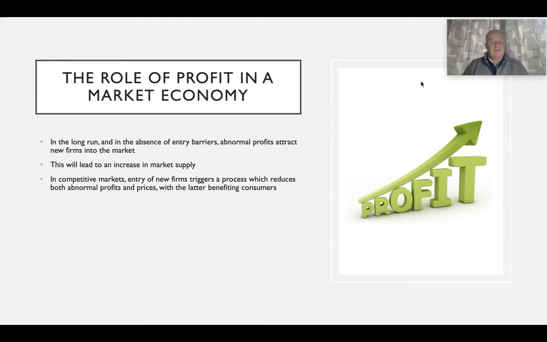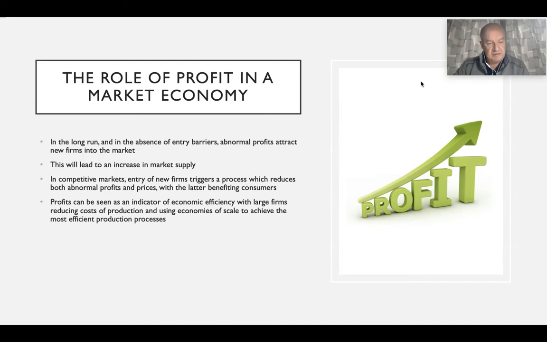If you think about this in a competitive market, then if we've got new firms entering a market, that is likely to trigger a process where abnormal profits are going to be reduced, and prices are probably going to be reduced. On the basis of the competition, and the fact that you've got to look at what the competition is charging and make sure that you're charging a competitive rate, that is clearly going to benefit consumers, because the competition is going to mean that prices will fall and consumers are going to be getting greater welfare, greater utility from their purchase as a result, because the price of the purchase is going to fall.